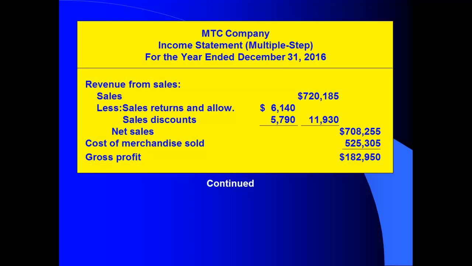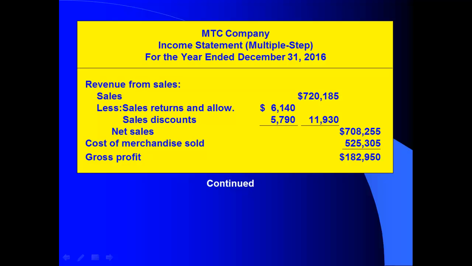Here's an example. This one's not in your handout, but let's just look at it. We have sales. We're going to subtract returns and allowances and discounts. That's a total of about $12,000. Subtract that from the sales, and I'm going to get my net sales of $708. Subtract my cost of goods sold of $525, and I get a gross profit then of $182.